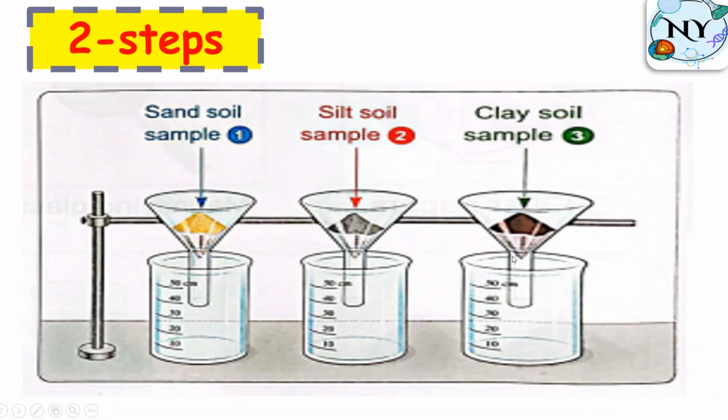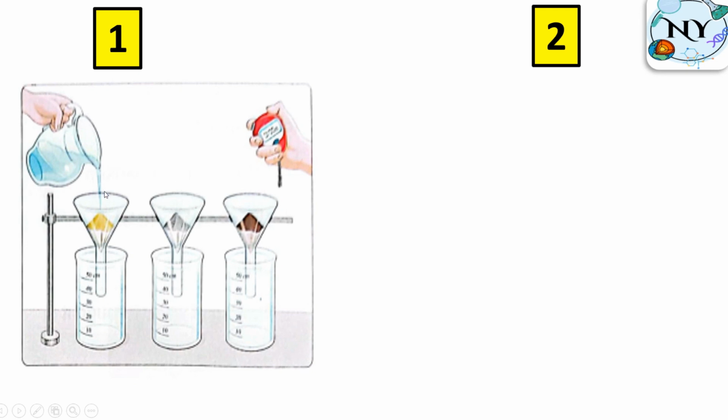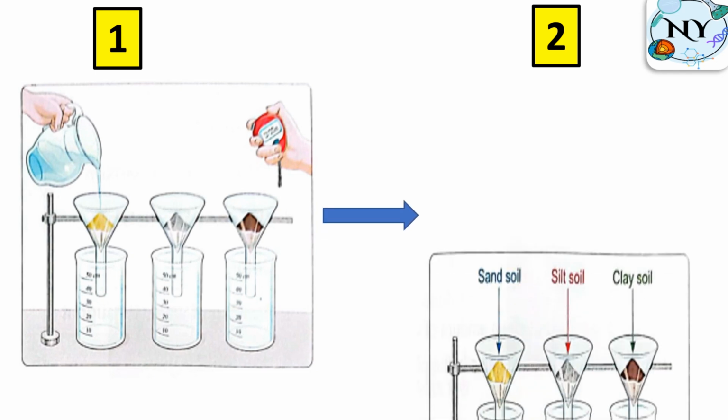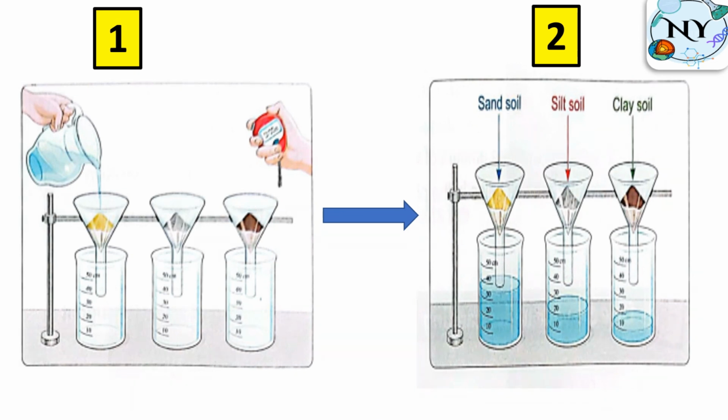All right? So what will happen after that? We are gonna add water to each type of soil, and then start to record the time by using a stopwatch. So what can we observe from this activity? As we can see here in this picture, sand soil gets rid of a lot of water, while silt soil gets rid of a medium amount of water, while clay holds or stores the most water, and it gets rid of a small amount of water.